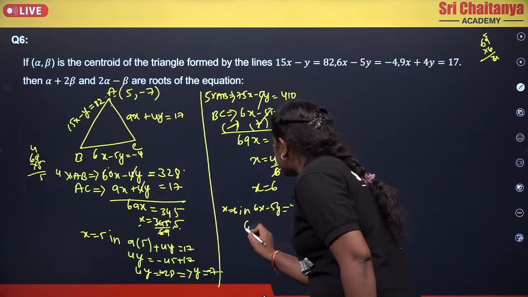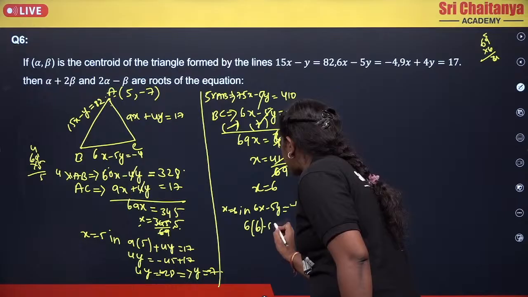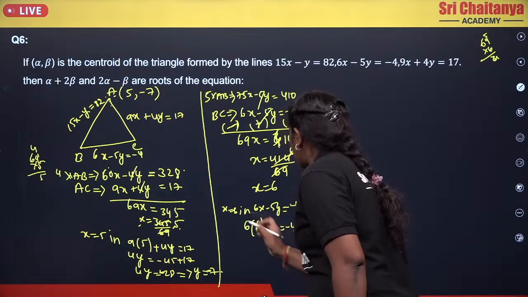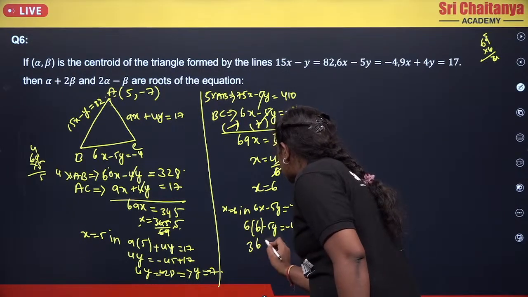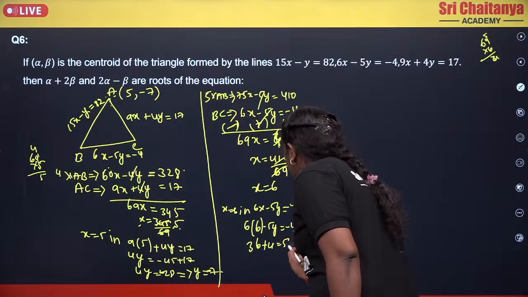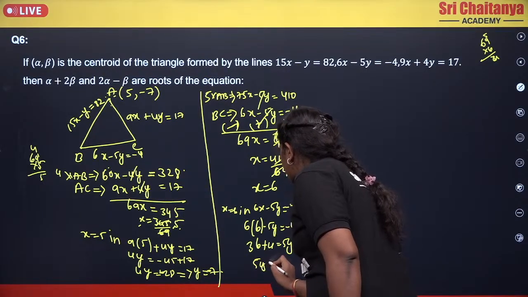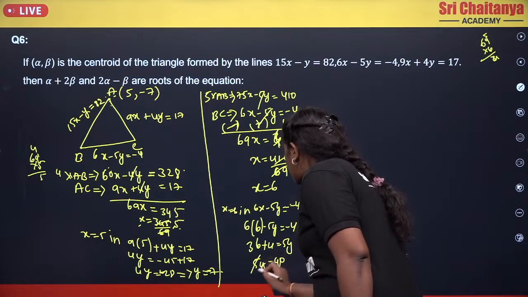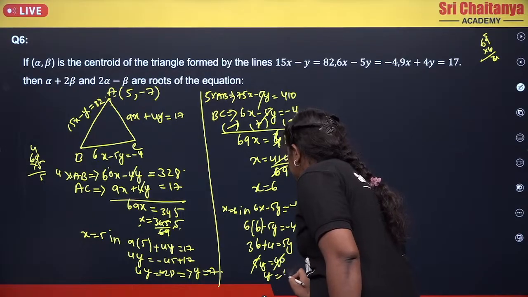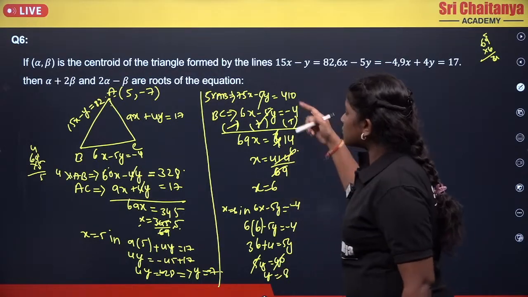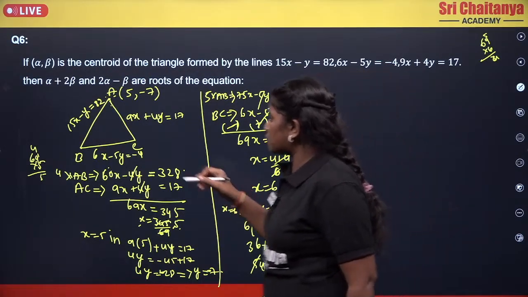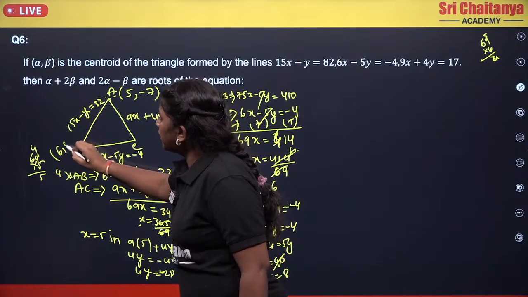So 6 into 6 minus 5y equals minus 4. Now here it will become 36 plus 4 equals 5y. So 5y equals 40. Now y equals 8. So what are the coordinates of B? We got 6, 8. So B we got as 6, 8.